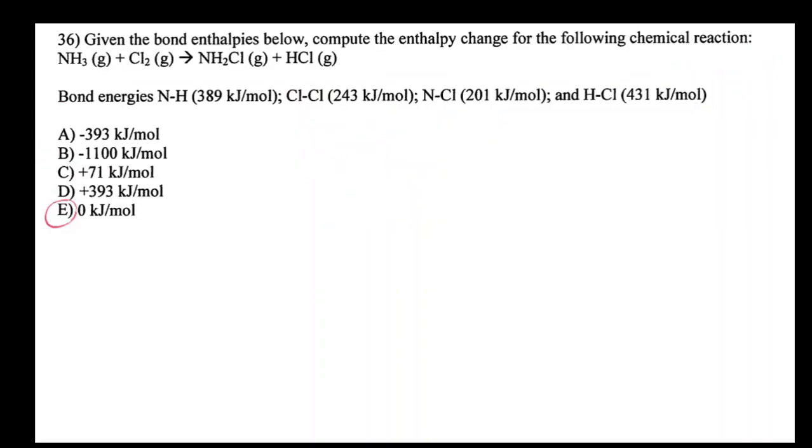Given the bond enthalpies below, calculate the enthalpy change for the following chemical reaction. NH3 plus Cl2 goes to NH2Cl plus HCl. So in this case, it's the heat of bonds broken minus the heat of bonds forming.